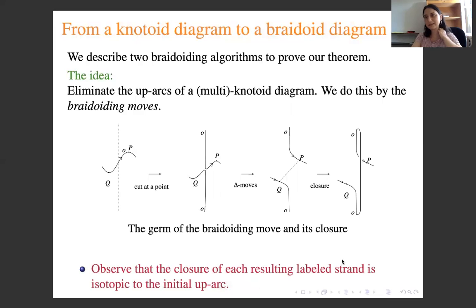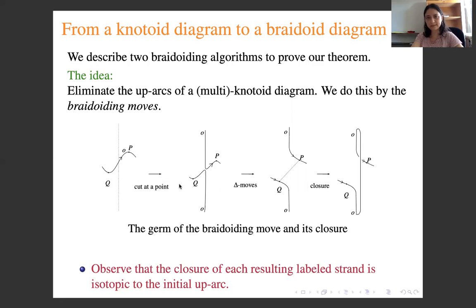So the idea of these algorithms is to eliminate each up arc that we meet in a given multi-knotoid diagram. An up arc is the arc of the diagram that is directed upwards according to the top to bottom direction of the plane. Here is a picture, a portion of the diagram, and in this portion we see an up arc. And there is a labeling on this up arc. It will be clear in the next slides what it refers to. So we suggest to cut this up arc at a point.